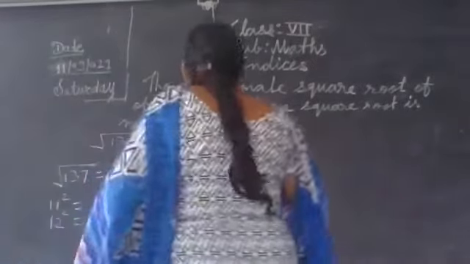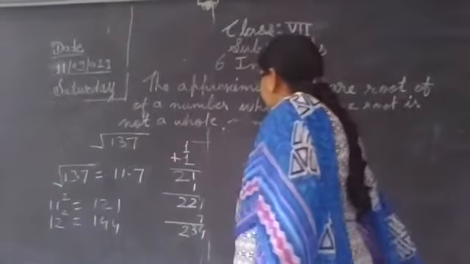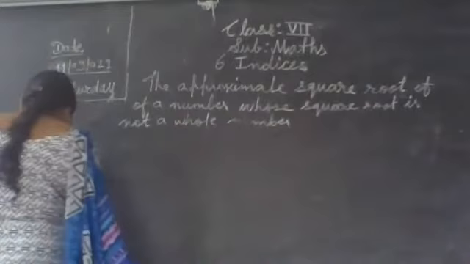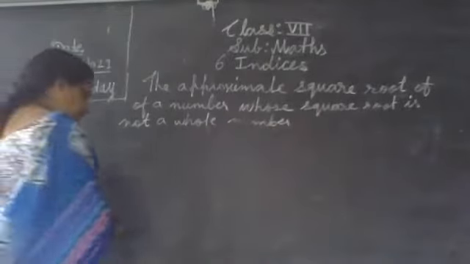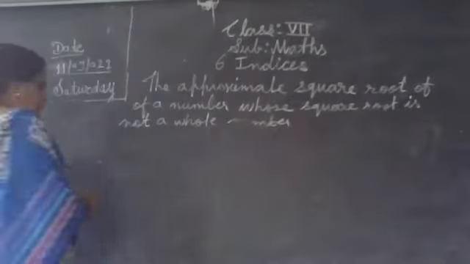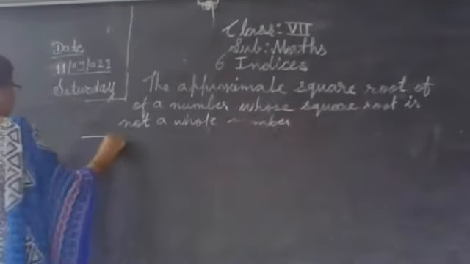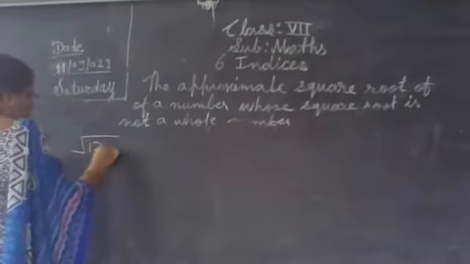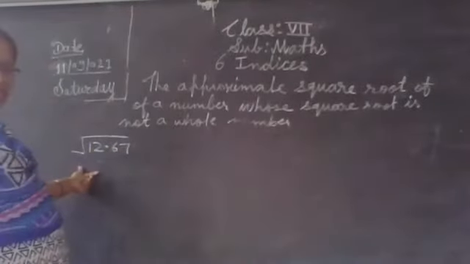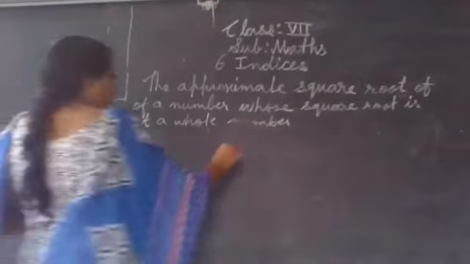Let's start with some more examples. So it is 12.67. See children, 12.67.